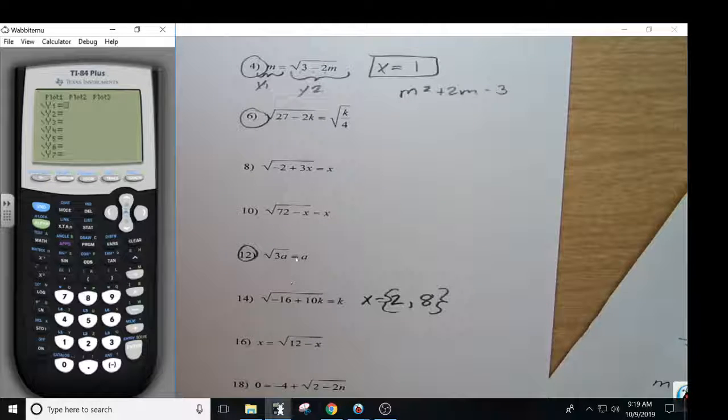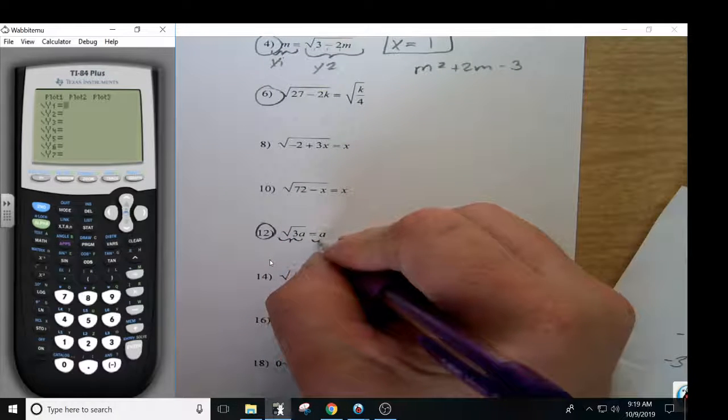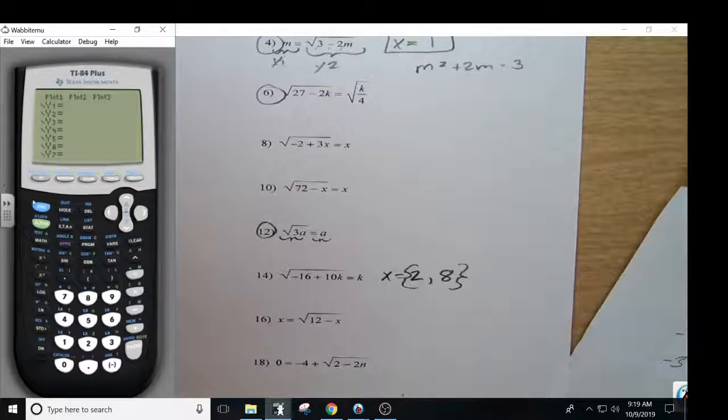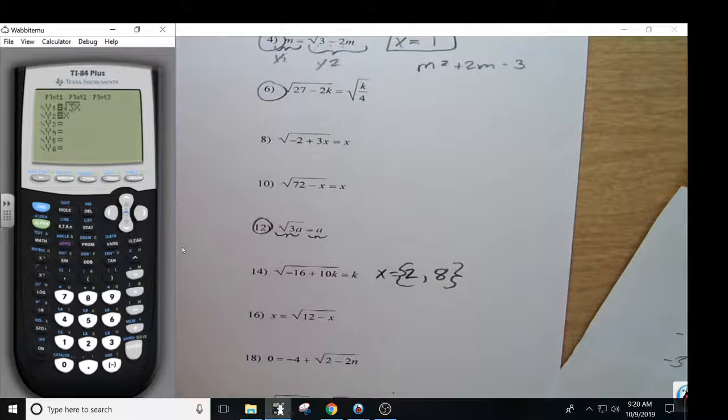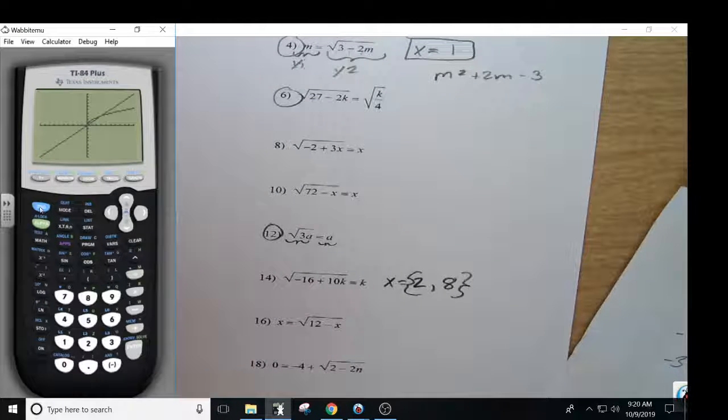Okay. All right. So number 12, you're going to put that in y1, that in y2. So you got the square root of 3x, and then you got x in y2. All right. Then you graph it. Now, guys, if you look close enough, this is going to have 2 solutions. Okay. So now, second trace, intersect.